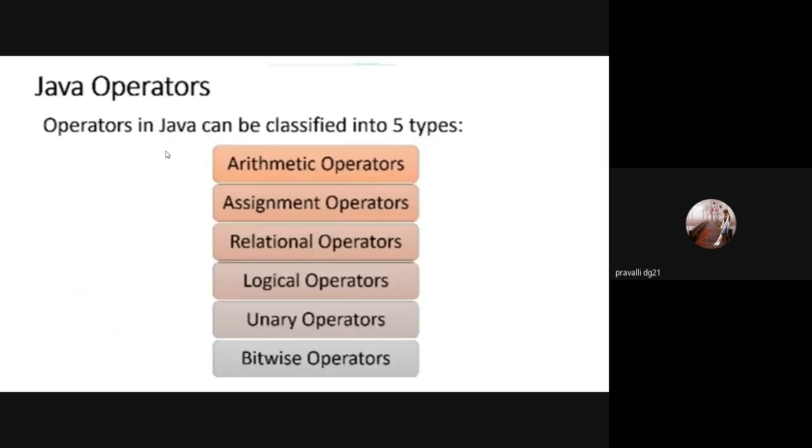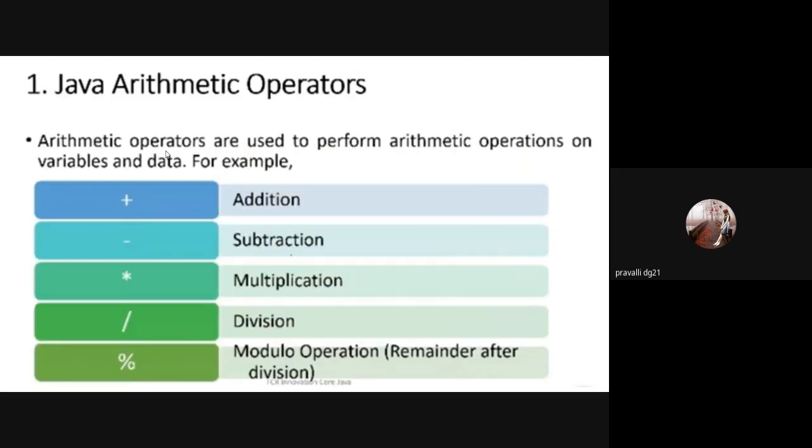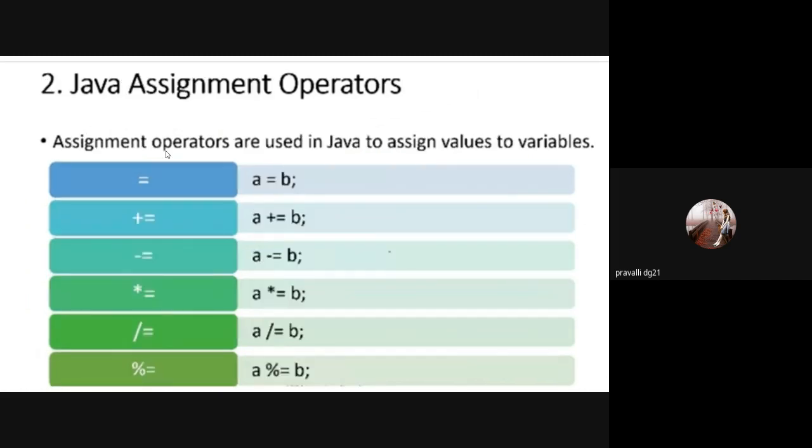Operators. Operators can be classified into six types: arithmetic, assignment, relational, logical, unary, and bitwise. Arithmetic operators are addition, subtraction, multiplication, division, and modulo. In every programming language we come across all these concepts.